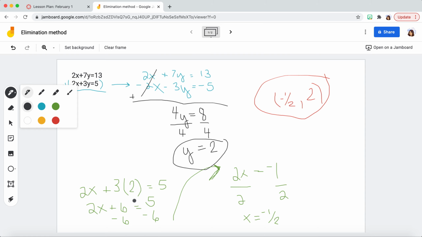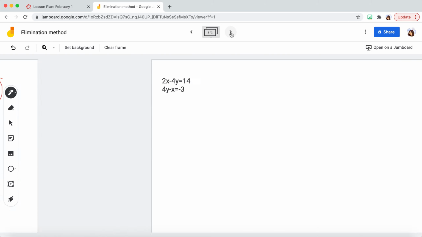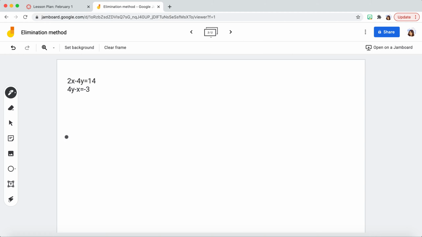You can always graph. Okay, so now let's look at a different example. So this example is 2x minus 4y equals 14, and we have 4y minus x equals -3. So now the first thing I notice when I see this one is that the x's are not aligned, the y's are not aligned. So I'm going to go ahead and rewrite so that it's aligned, because I want it to be aligned. So the first one, I'm going to leave it as is.